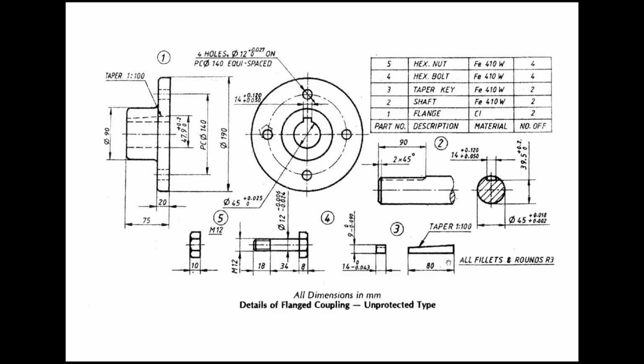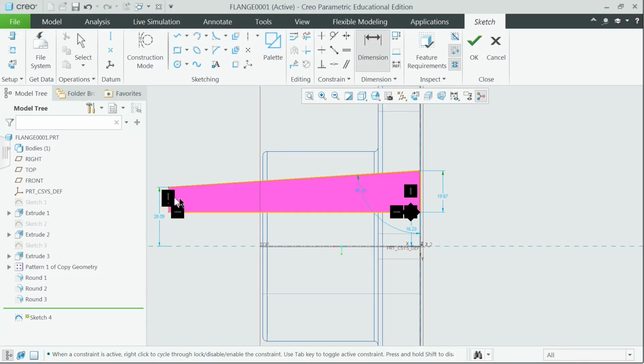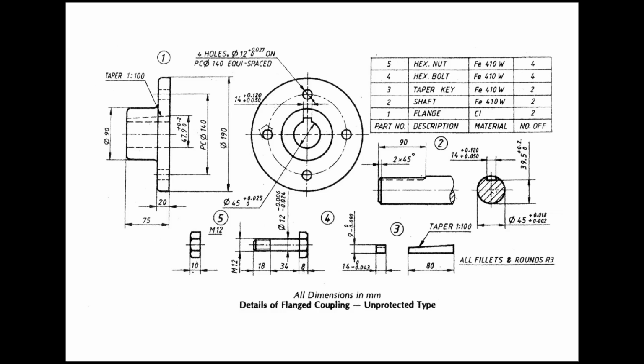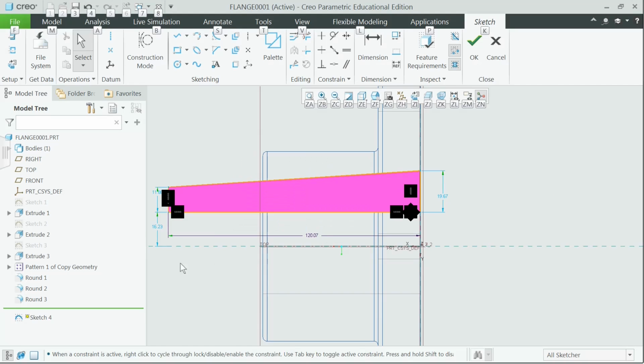We know the total length of the key. So let's dimension the total length. The distance between the center of the shaft to the bottom surface of the keyway is half the diameter minus 5.5 mm. That is 22.5 minus 5.5.